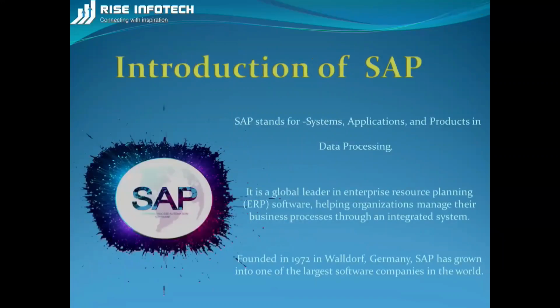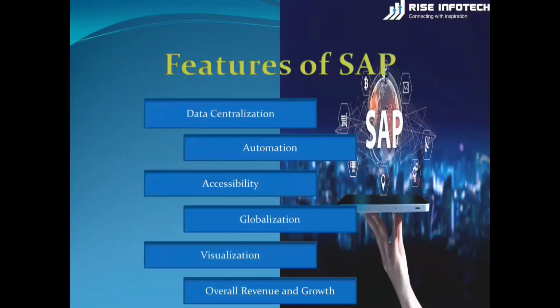Introduction of SAP. SAP stands for Systems, Applications and Products in Data Processing. It is a global leader in enterprise resource planning, ERP software, helping organizations manage business processes through an integrated system. SAP was founded in 1972 in Germany and has grown into one of the largest software companies in the world. Features of SAP: centralized data, automation, accessibility, globalization, and visualization. Overall revenue and growth all come from SAP features.